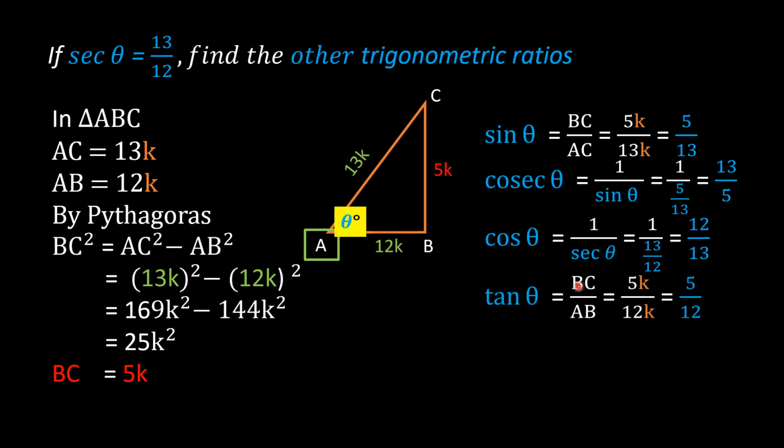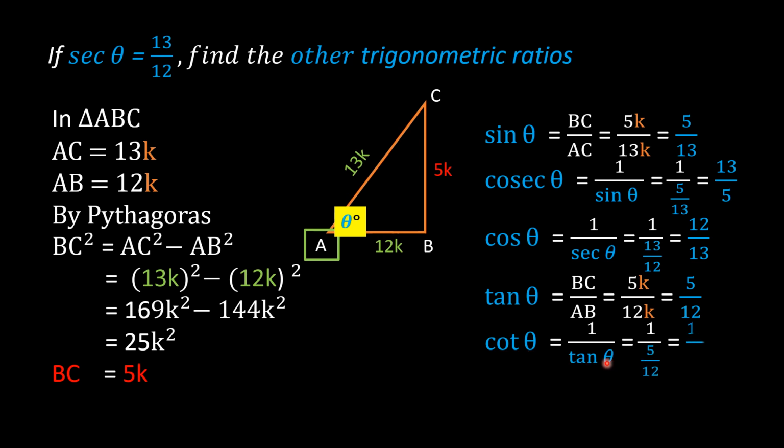Tan theta is BC divided by AB, which is 5K divided by 12K, which will be 5 divided by 12. So tan theta is 5 divided by 12.